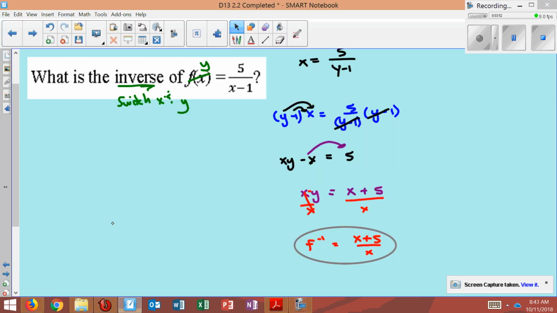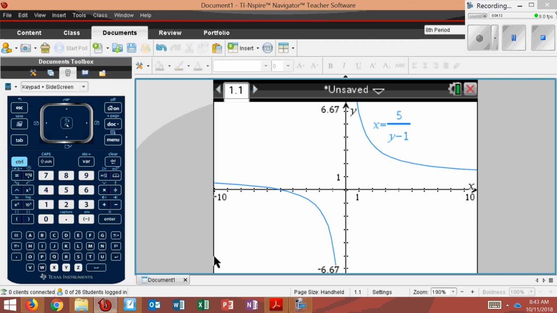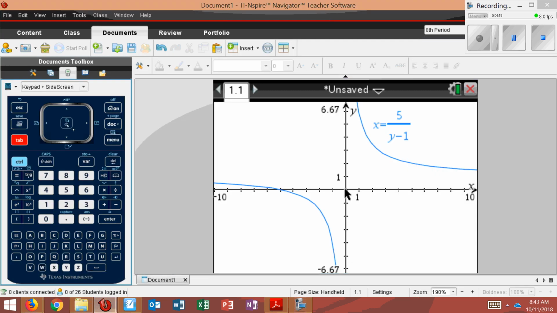Now as I come back over here, I do want to remind you that the domain and range would obviously switch, because when you switch x and y, x represents the domain, y represents the range. Now this right here is not a part of this problem, but I just want to point this out. If I looked at the original graph, let me type that in, we'll say it was y equals 5 over x minus 1.